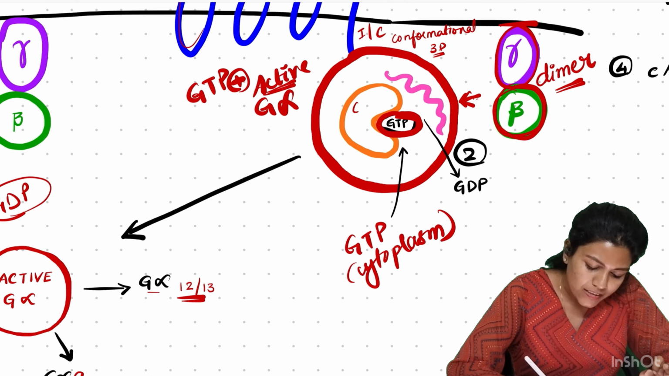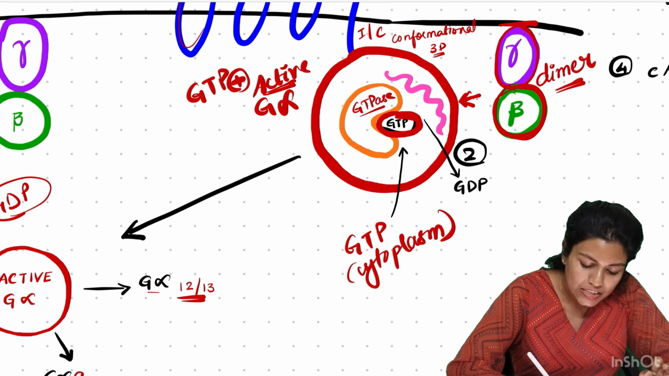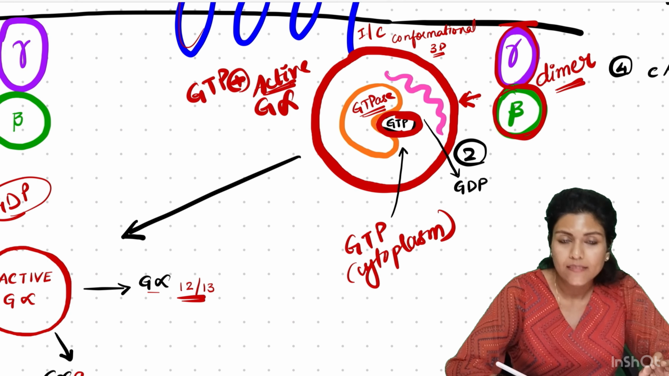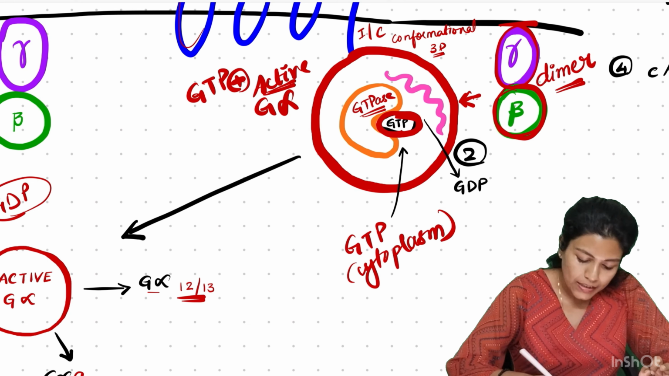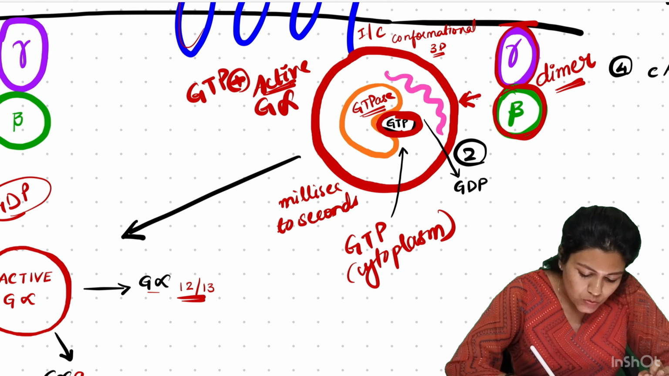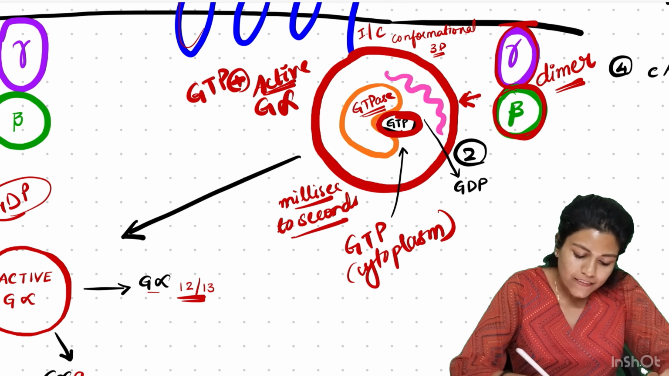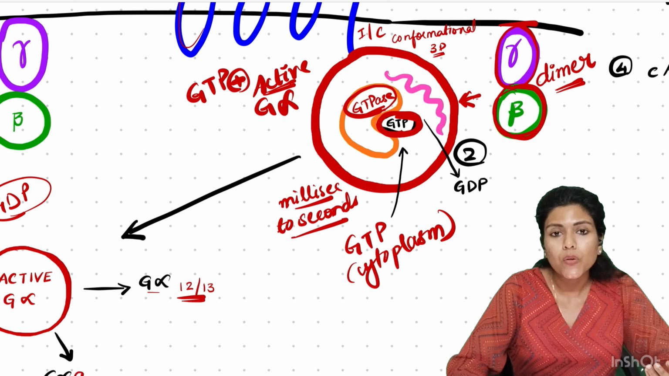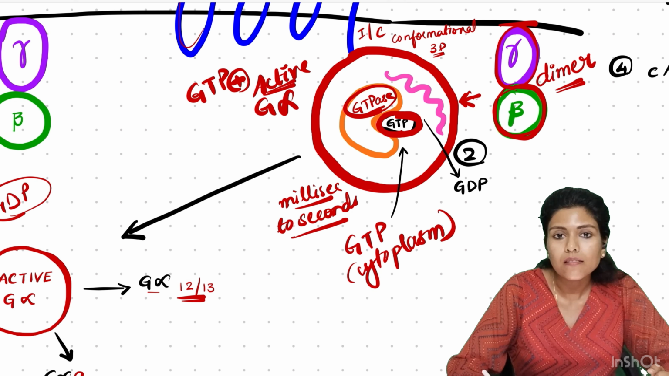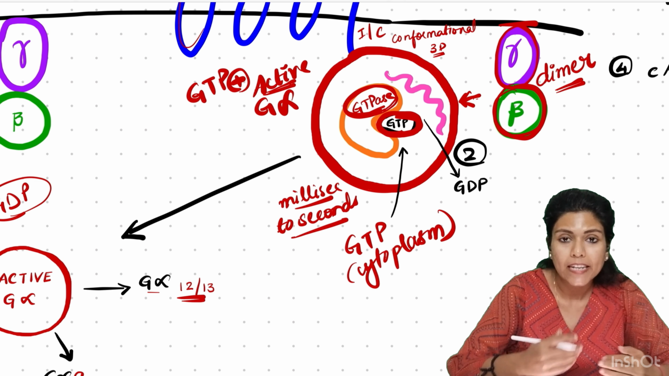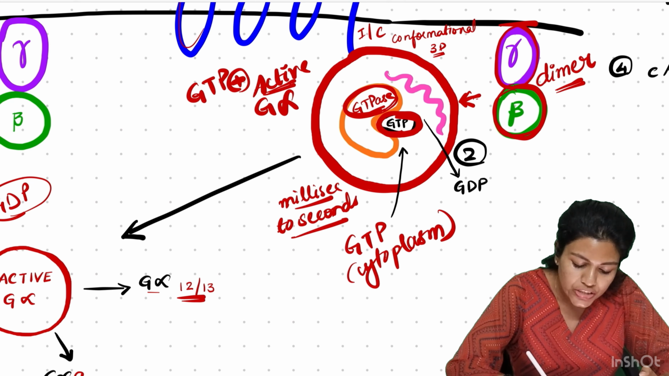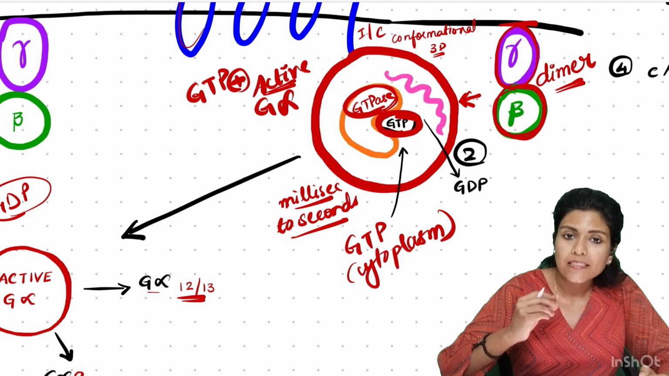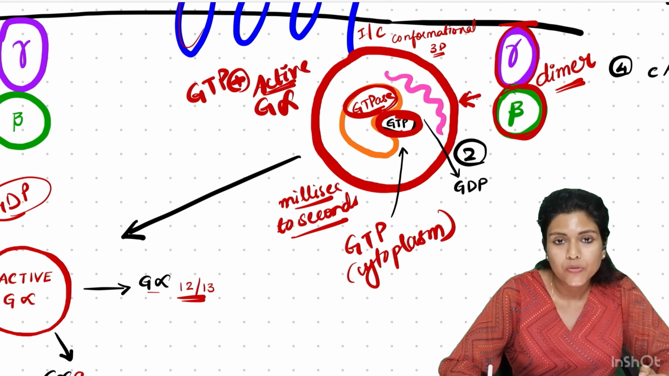It has this inherent GTPase activity, but it is not able to hydrolyze it right away. The separation will take milliseconds to seconds of time. Within this time, the GTPase is unable to hydrolyze the GTP because it takes much longer. GTPase will take much longer to hydrolyze the GTP. Therefore, as soon as the GTP comes and sits, it will instantly become the active G alpha subunit.